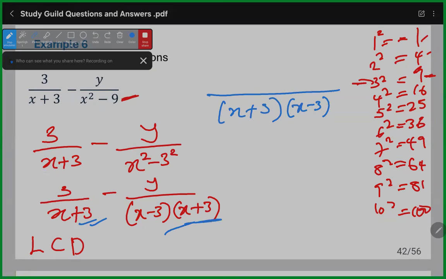The next thing I'm going to do is write my numerator, which is 3. I discovered that I have x minus 3 in the denominator, but I don't have x plus 3 rather, but I don't have x minus 3.